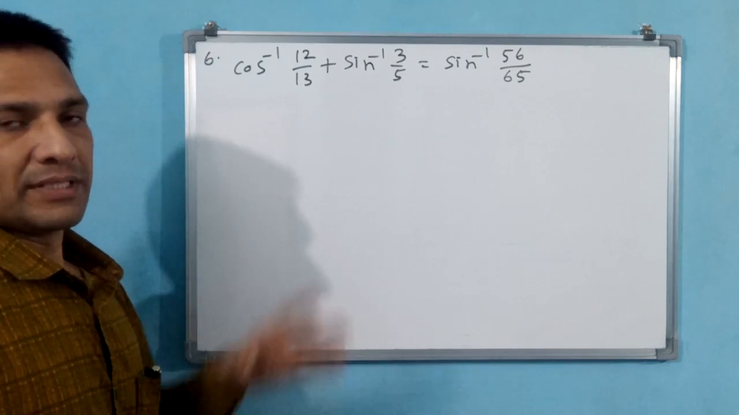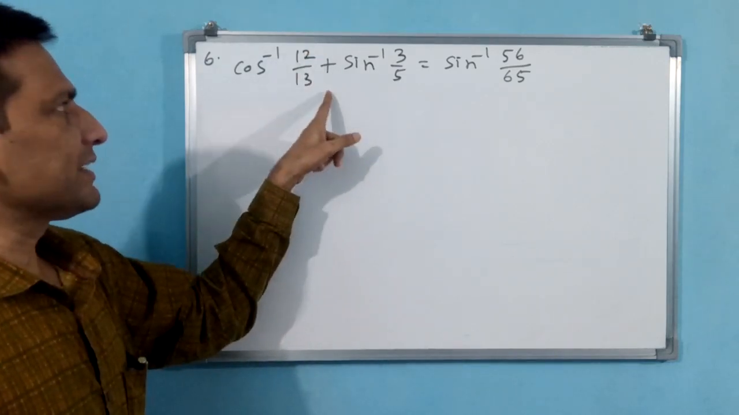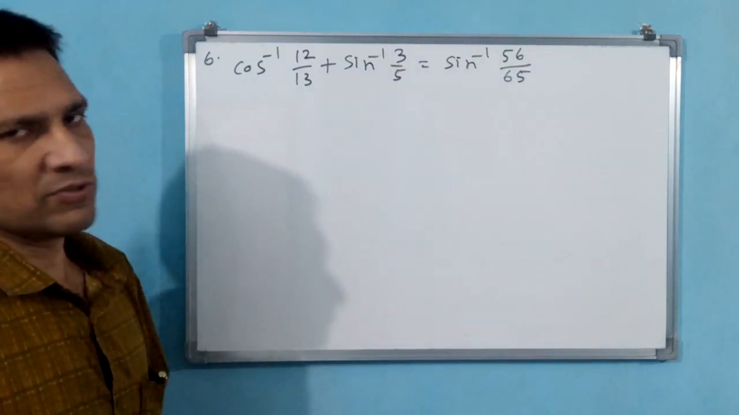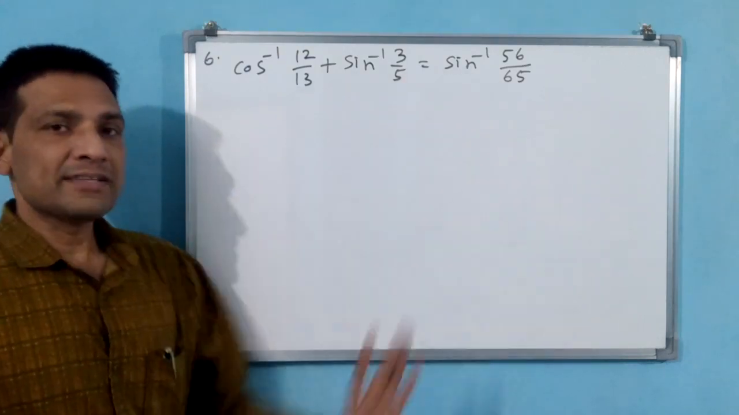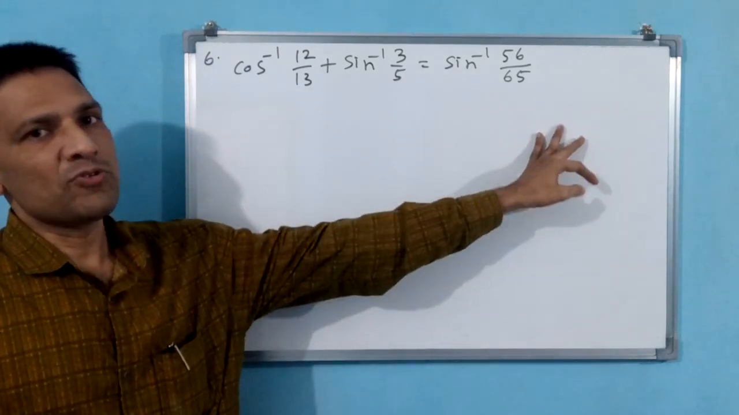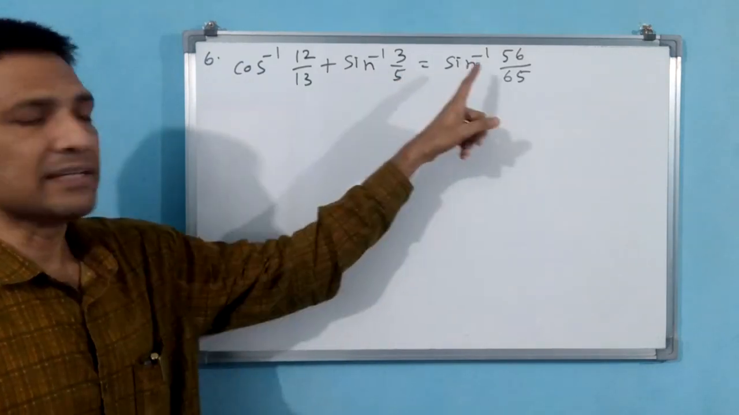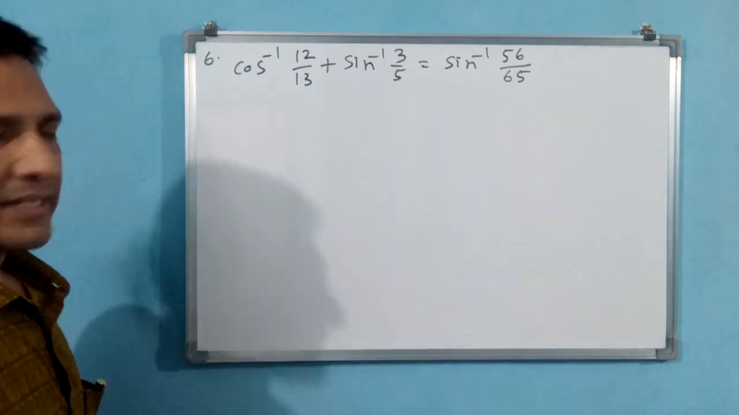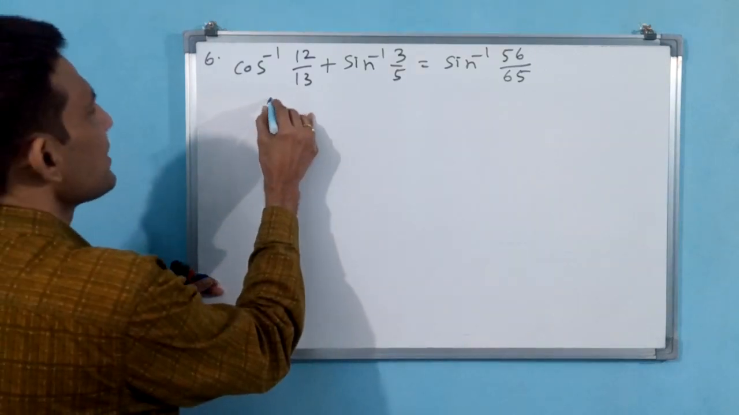Okay, see, the sixth question, we have to prove cos inverse 12 by 13 plus sin inverse 3 by 5 is equal to sin inverse 56 by 65. This you have to prove. You observe carefully here, tan is not there. A right angle triangle you have to draw and convert into tan. But here is cos, here is sin, here is sin. Accordingly you have to take these values. Let us draw that right angle triangle. You see how I am writing the right angle triangle?